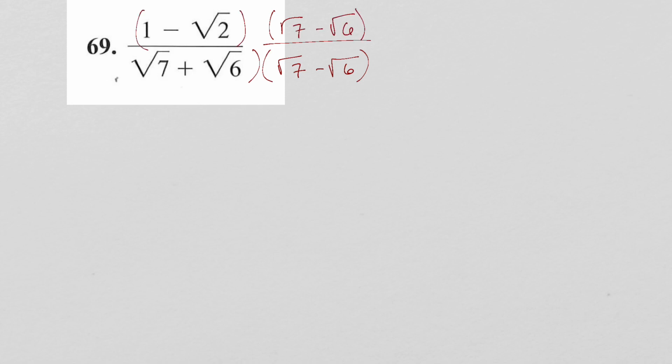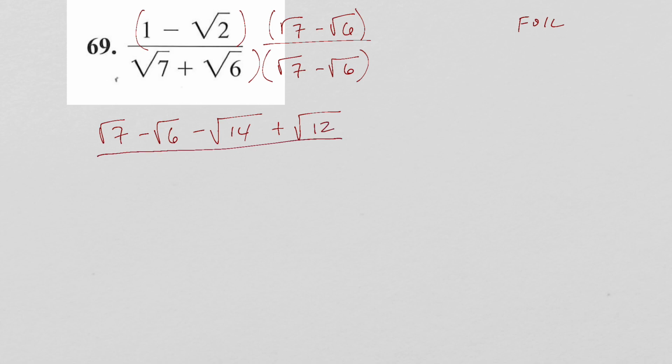Now, in the denominator, I'm going to have to FOIL because I have a binomial times a binomial. My first is 1 times root 7, which is root 7. My outer is 1 times -root 6, which is a -root 6. My inner is -root 2 times root 7, which is a -root 14. And my last is -root 2 times this, which is a positive root 12, which is going to be able to simplify because that's 3 times 4 in there.